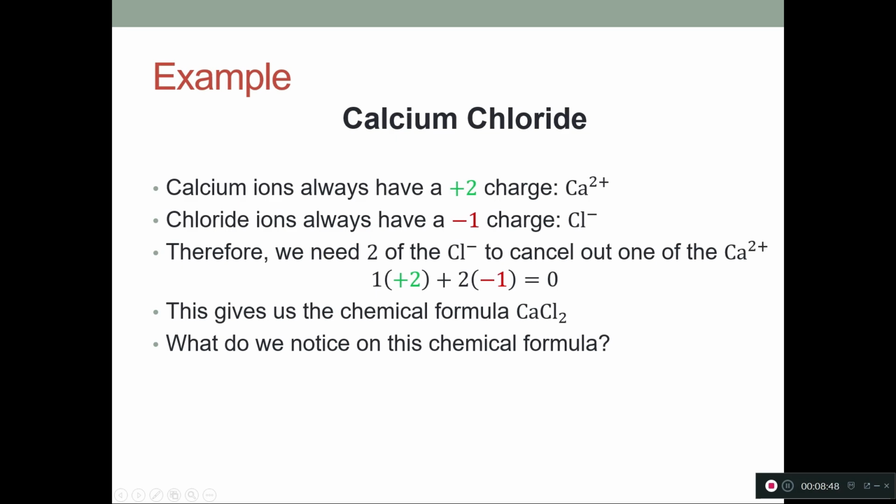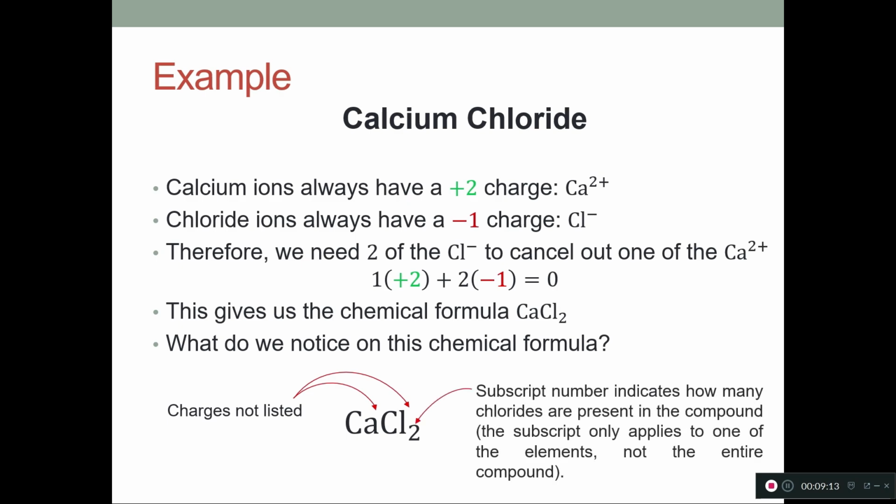So this gives us the formula CaCl2, and there are a few things to notice about this formula. The first one is that we do not actually put the charges in the formula. A lot of students, when they're first learning this, try putting the charges inside the formula, but we do not want to list the charges in our neutral chemical formula. The other thing to notice is that we have this subscript here, and this indicates how many chlorides are present in the compound. So the subscript only applies to one of the elements, the one directly before it. It does not apply to the entire compound, only the element that comes directly before it.